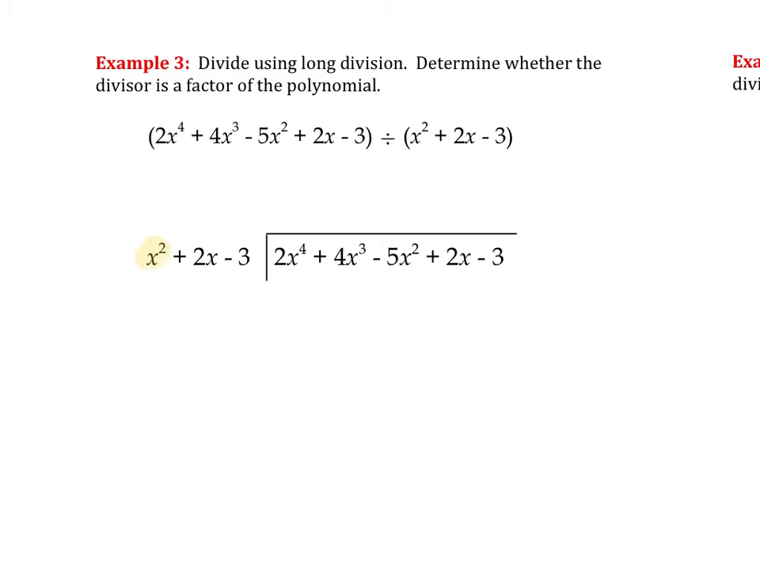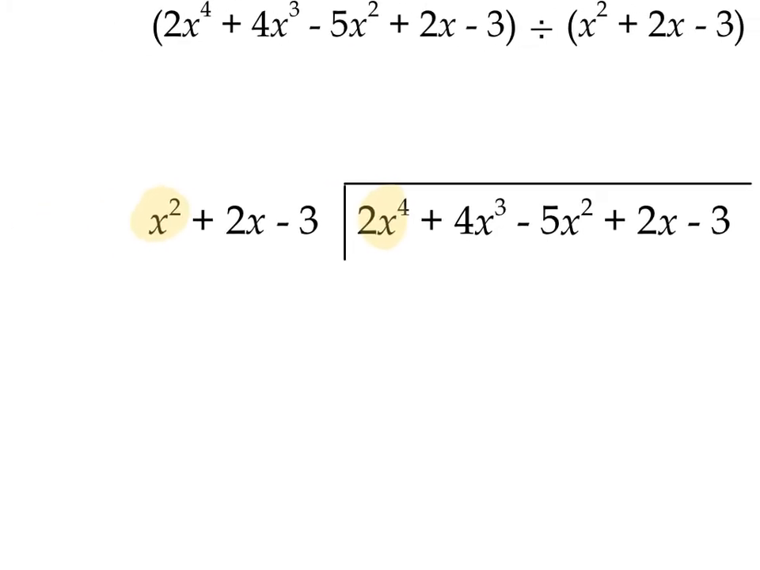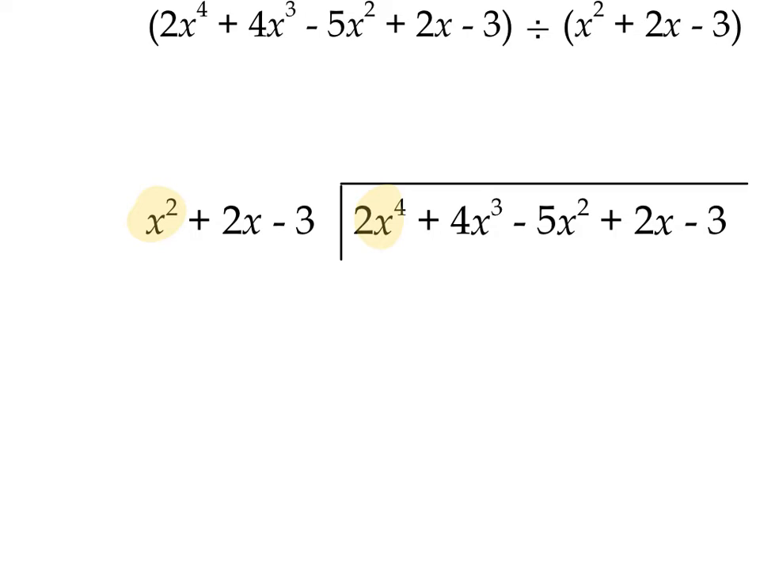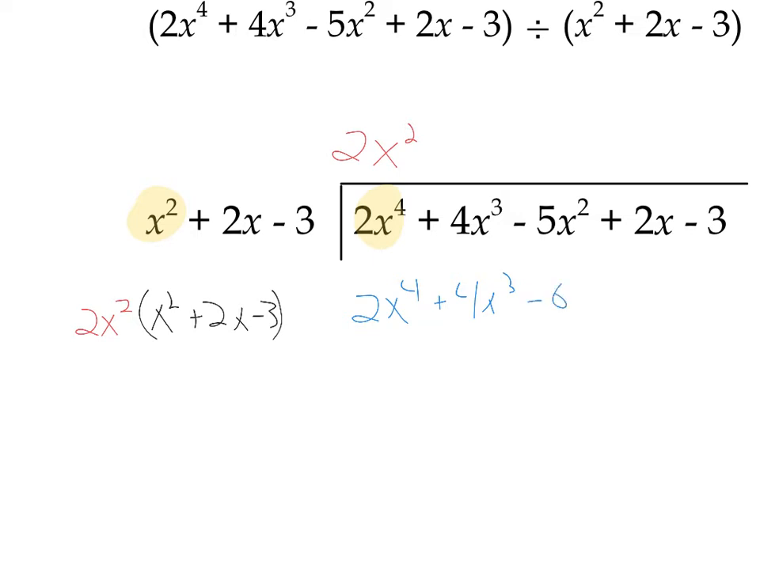All right, first term to first term. How do I turn an x squared into 2x to the fourth? What do I need to multiply by? I need to multiply by a 2 and an x squared. So I'm going to take that 2x squared, and I'm going to distribute that into my divisor of x squared plus 2x minus 3. When I do that, I'll get 2x to the fourth plus 4x to the third minus 6x squared.